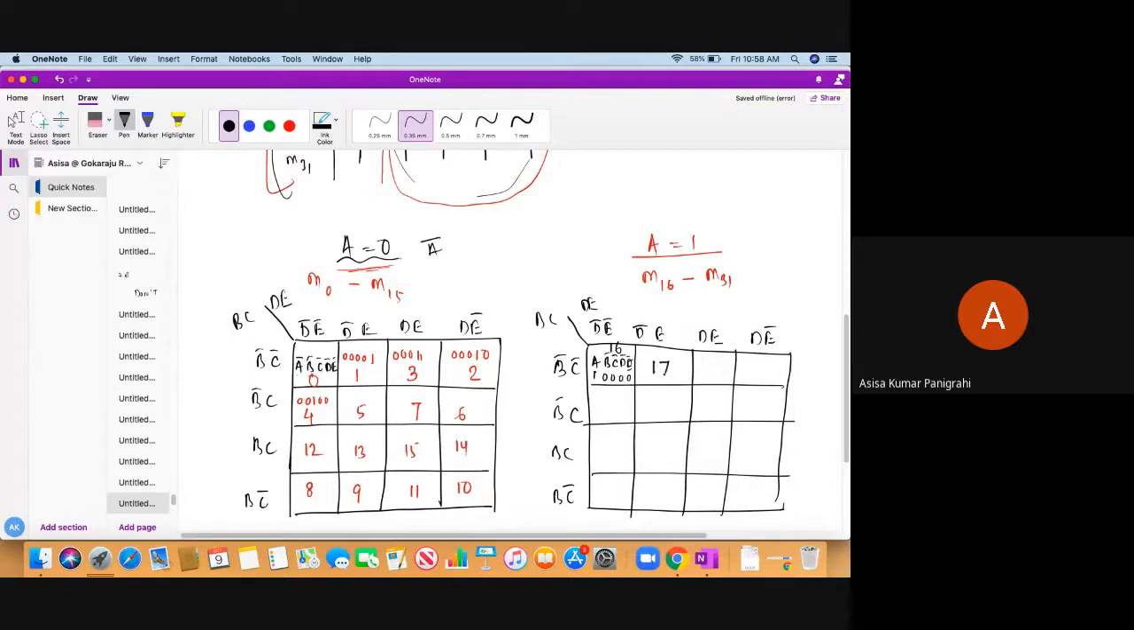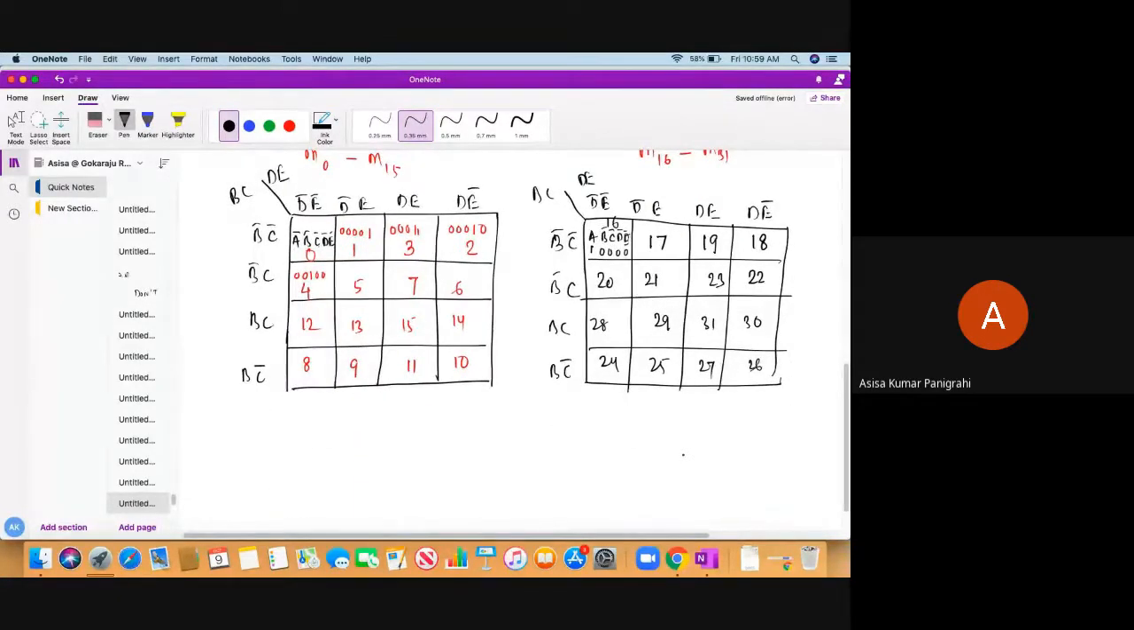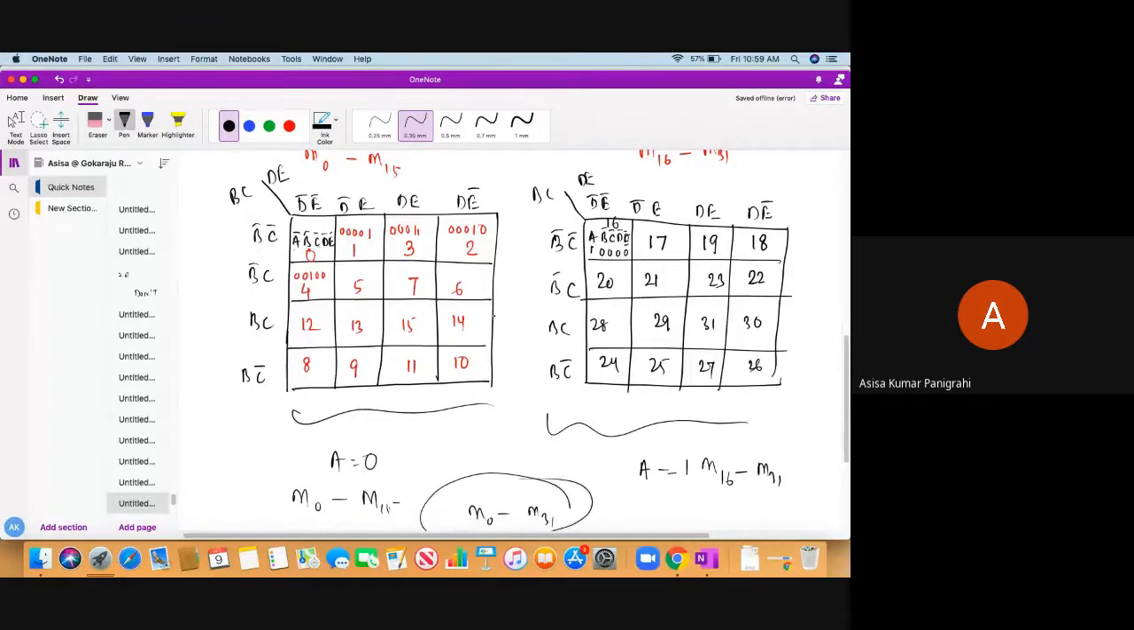Next, this minterm position is 17. This is 18. This is 19, 20, 21, 22, 23, 24, 25, 26, 27, 28, 29, 30, 31. Okay, do you all understand, students? All these 32 minterms I have expressed here. With A equal to 1, I have got M16 to M31. With A equal to 0, we have got M0 to M15. So now I have expressed all M0 to M31 minterms with this type of K-map.